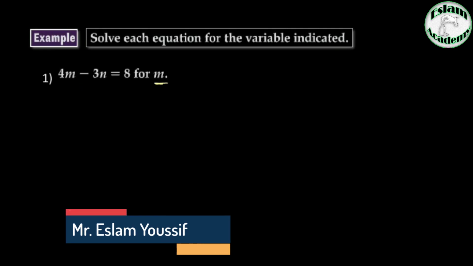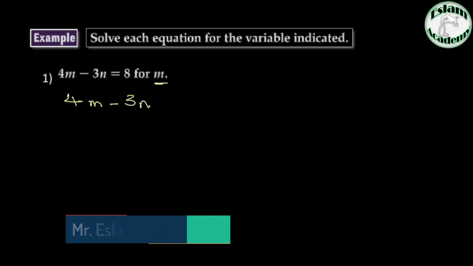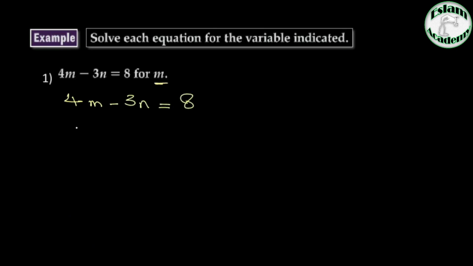Number 1. Solve each equation for the variable indicated. 4m minus 3n equals 8. What is the meaning of solving for m? We need to write all of the variables on the right hand side, and only m will be on the left hand side. So we have 4m minus 3n is equal to 8. That is the equation that we have.